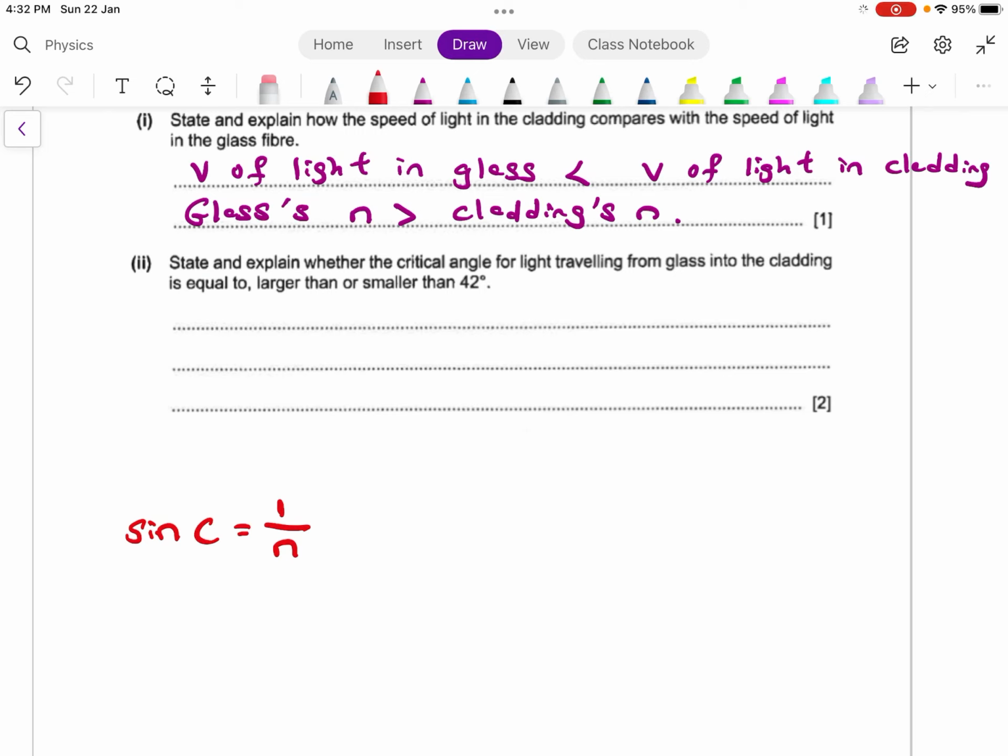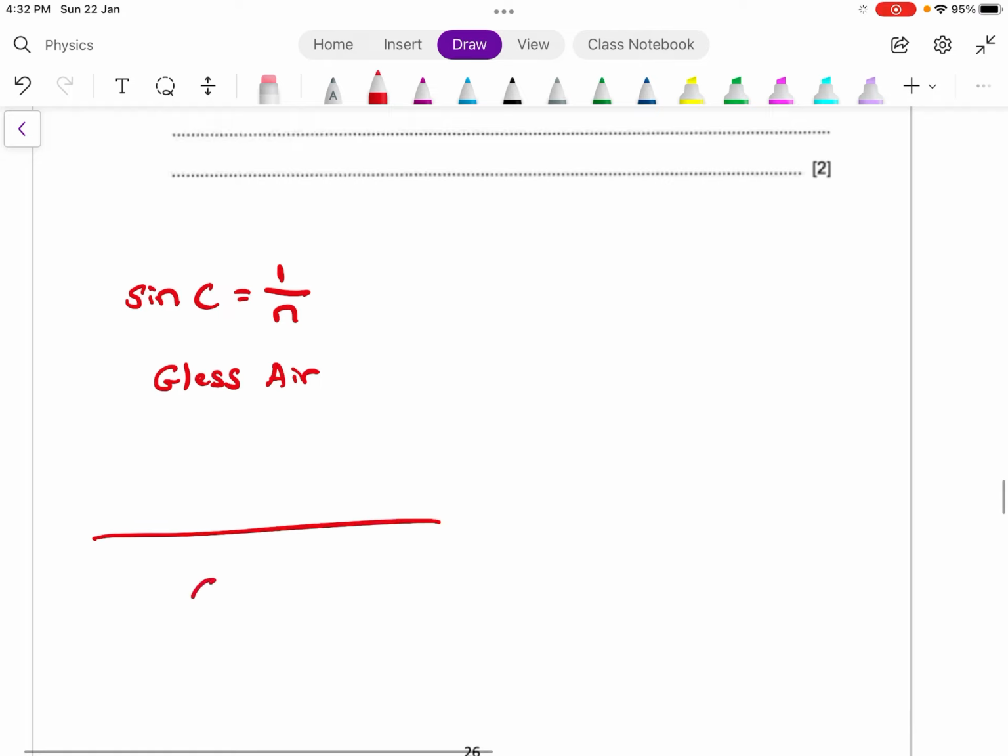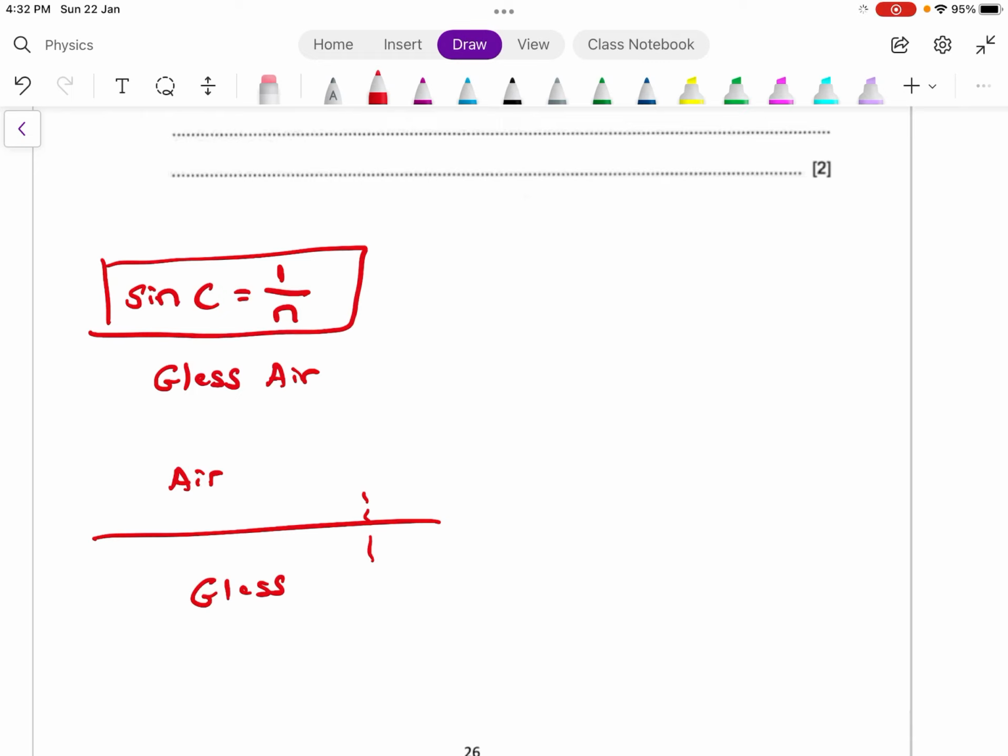For this formula, this is only applicable to a glass and air boundary. For example, if I give you a glass here, and I give you air here, to calculate the critical angle in the glass, I can use this formula. If you look at this 1 over n, the 1 is the refractive index of air, then the n at the bottom is the refractive index of the glass. So that is sin C equal to 1 over n.